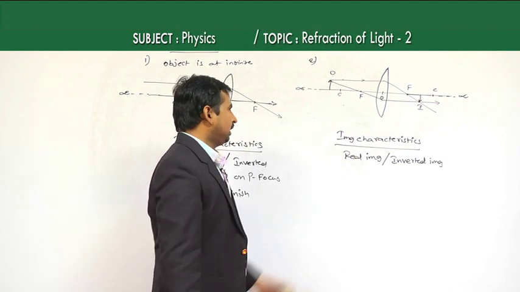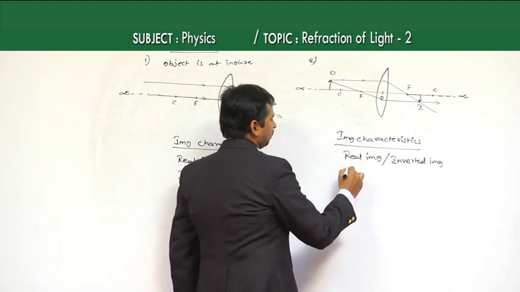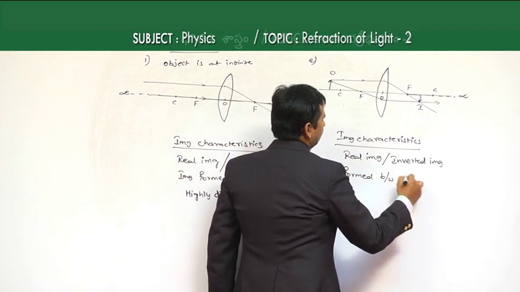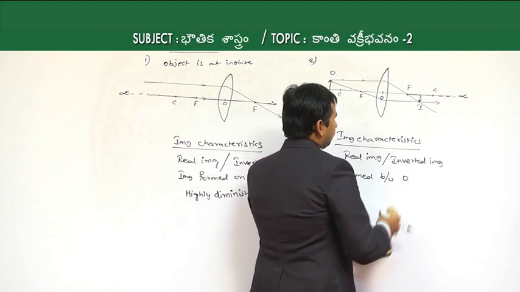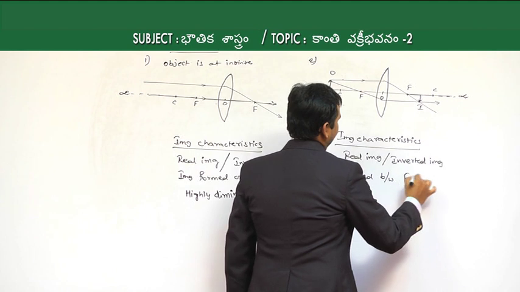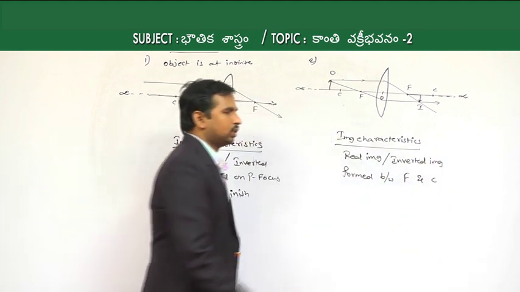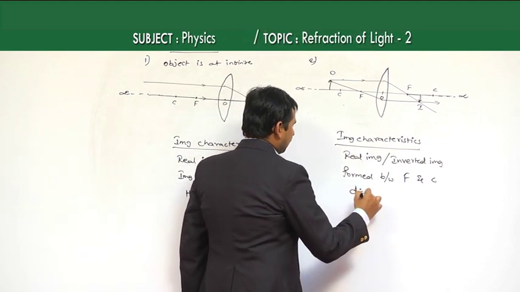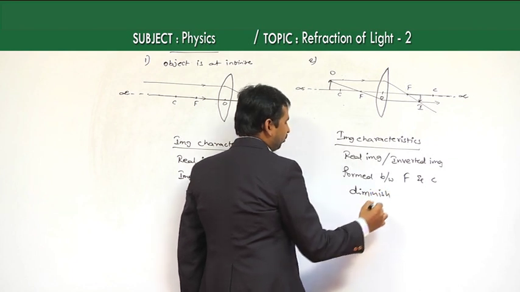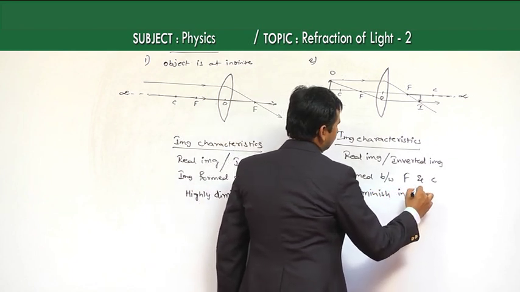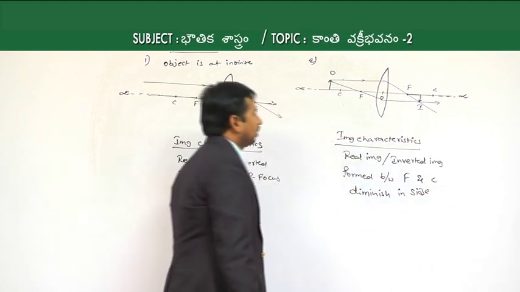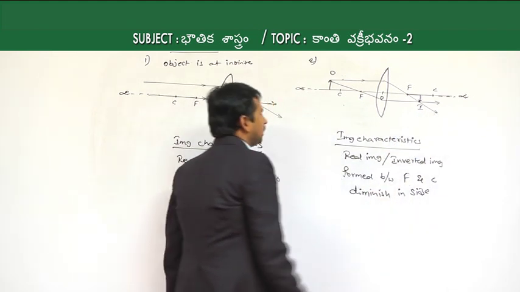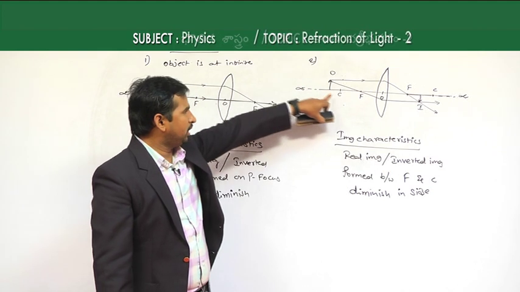And the next one here, the image position is formed between F and C, that is, between the principal focus and the center of curvature. And the next one, it is of diminished size, but not highly diminished. Okay, like this. Now, if you come to the next case, the object is taken in between infinity and C.